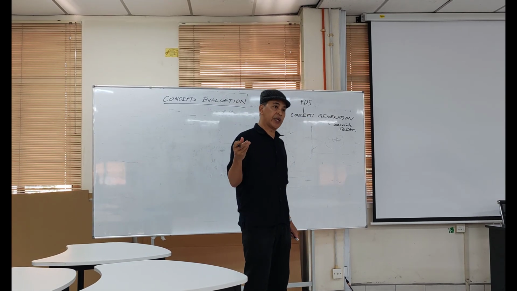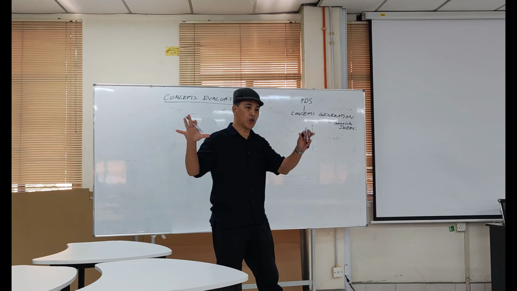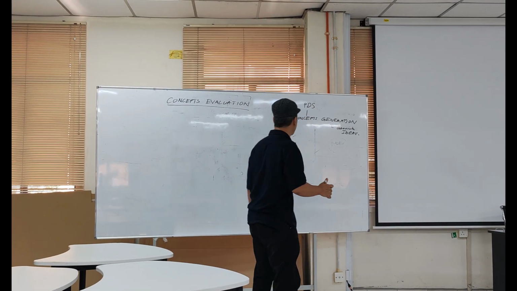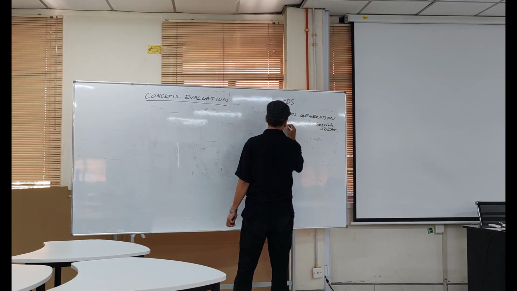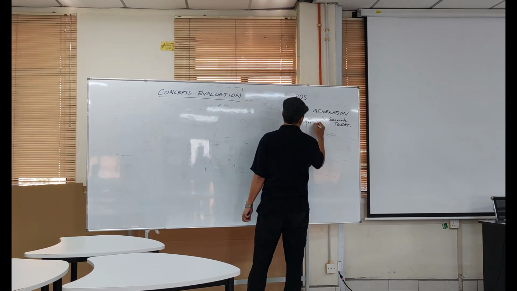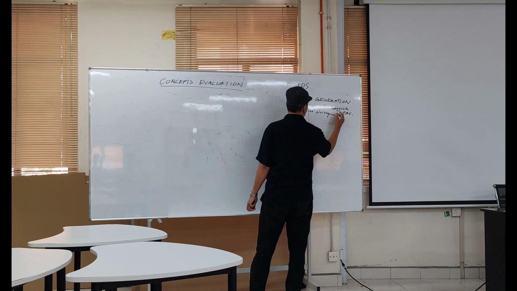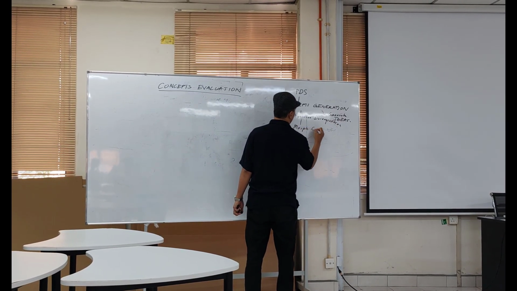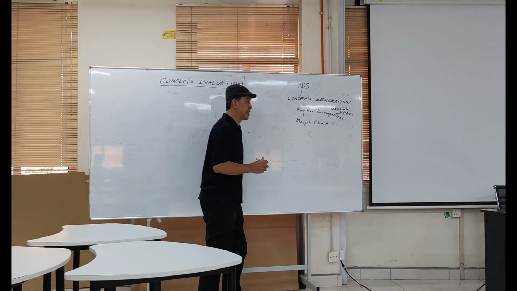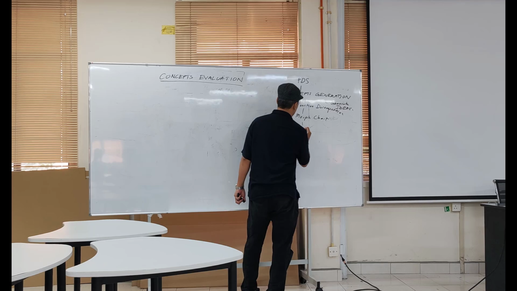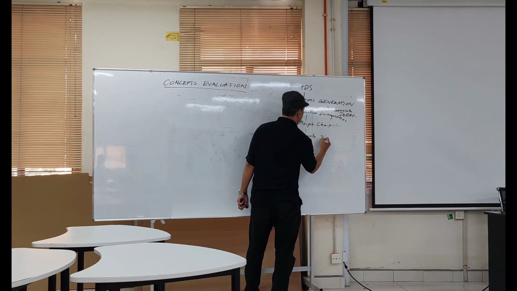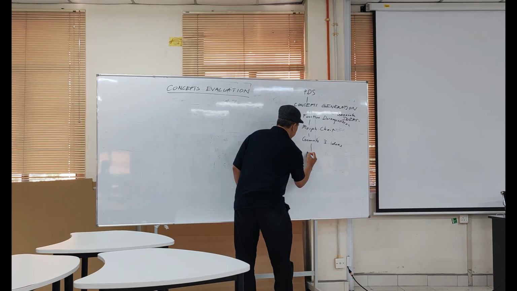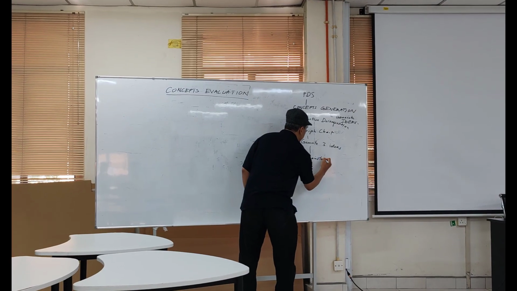The most basic thing in concept generation is brainstorming, but I asked you to do it in a more systematic way, which is function decomposition. Okay, you have done that. Function decomposition, then you make a morphological chart, then you generate ideas. Each one of you generates 3 ideas. Then you conduct brainstorming.